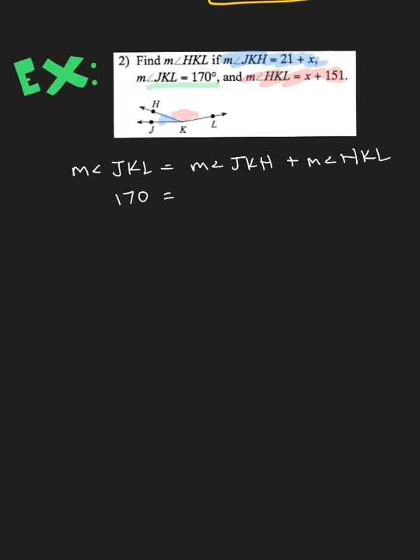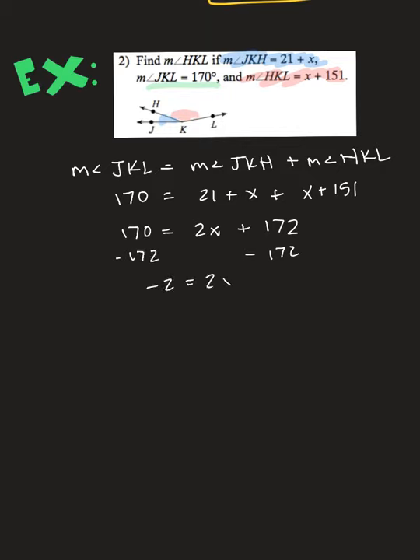JKH is the blue one, 21 plus X. And then HKL is the red, so we're going to add, and then it's X plus 151. Same thing as our last example, combine your terms first. So X and X is 2X, 21 and 151 is 172. Then we can subtract 172 from both sides, giving us -2 is equal to 2X, and then divide both sides by 2. We get -1 is X.